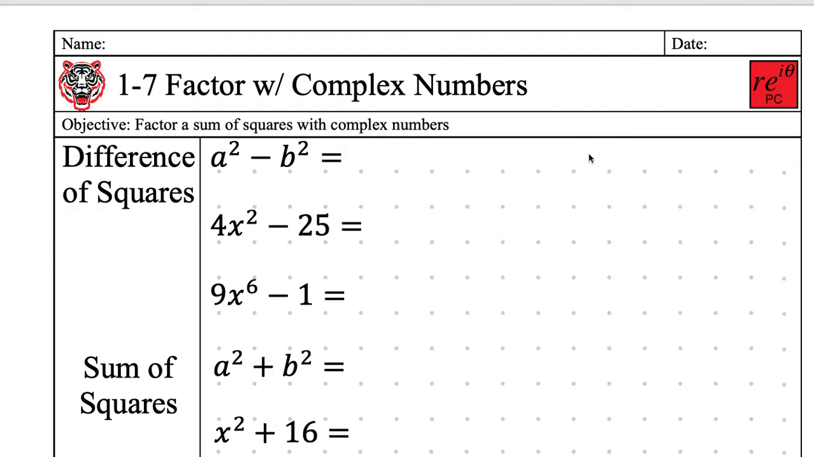Yeah, we're back. This is iCarly 1-7. We're factoring with complex numbers. It's going to be a hard lesson because factoring is hard. What's our objective for the day?